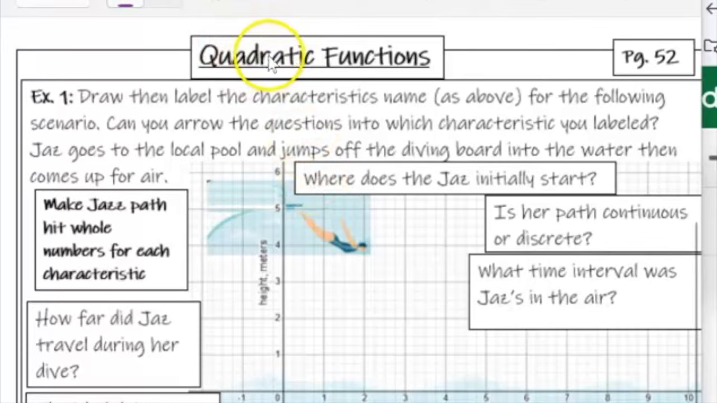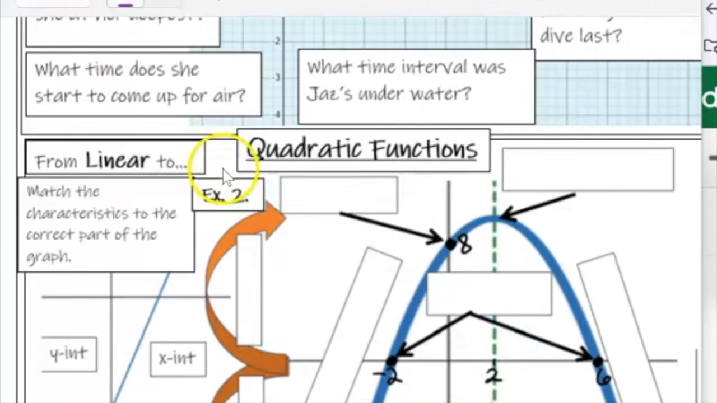We're going to take a look at quadratic functions. So I want you to go ahead and do this question right now. Pause the video. All right, now that you've done that, we're going to look at actual definitions.